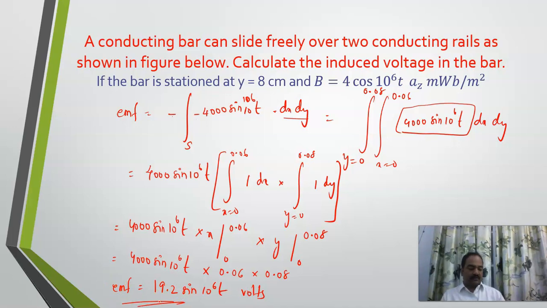Okay. So for case number 1, what is the formula? EMF is equal to minus surface integral of dB by dt dot dS, where the conductor is stationary and the field is varying with respect to time.